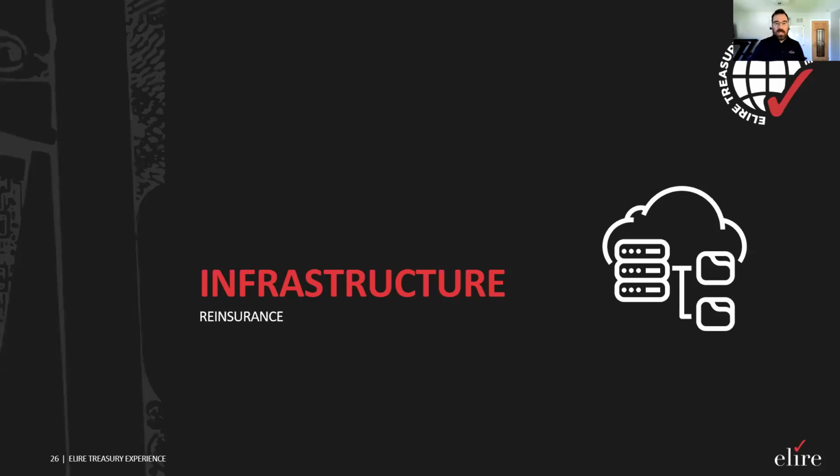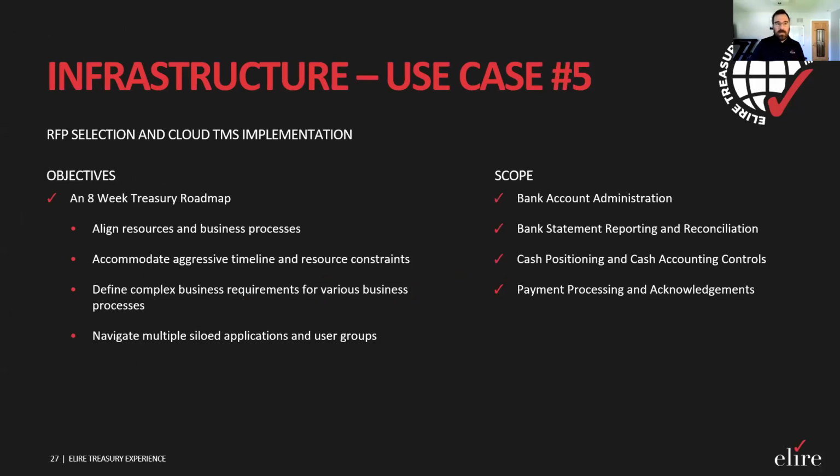So moving on, infrastructure. This was an example from the reinsurance industry. This use case really focused on ultimately taking a client from an on-prem system to a cloud-based system. And that process involved an RFP selection and a cloud TMS implementation ultimately.